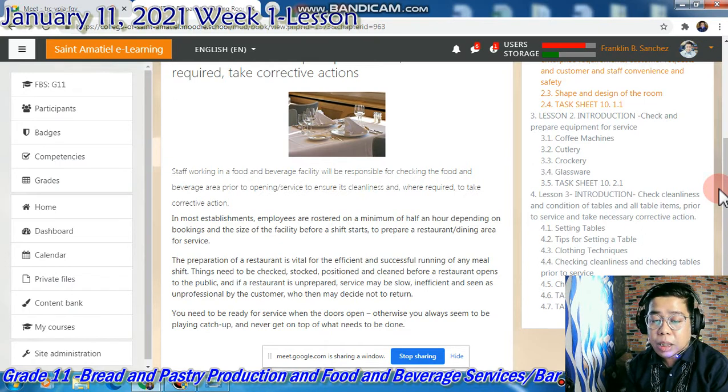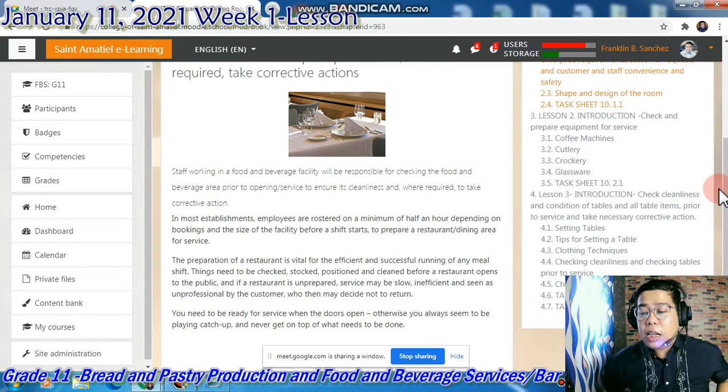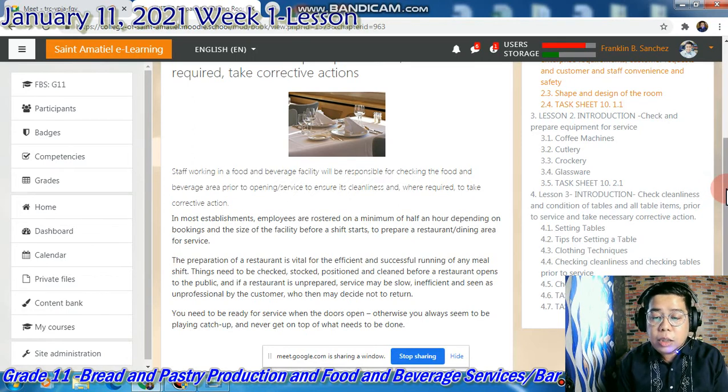Ayan. The preparation of the restaurant is vital for the efficient and successful running of any meal shift. Things need to be checked, stocked, positioned, and cleaned before a restaurant is open to the public. If the restaurant is unprepared, service may be slow and inefficient and seen as unprofessional by the customer, who then may decide not to return. Ayan. So, wala pong pupunta sa restaurant natin kapag madumi at hindi tayo ready for the service. Diba? Hindi na yan sila babalik sa atin. So, you need to be ready for service when the doors open.